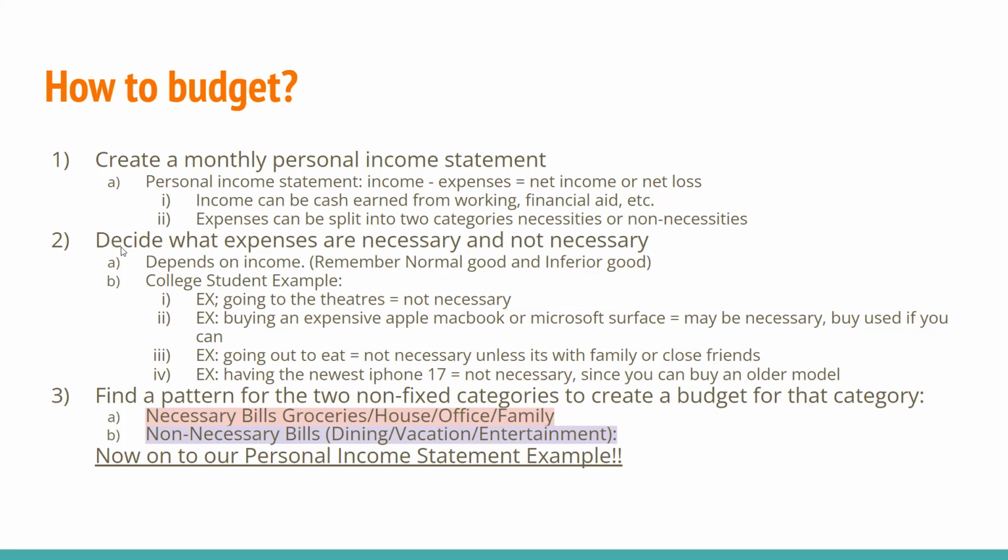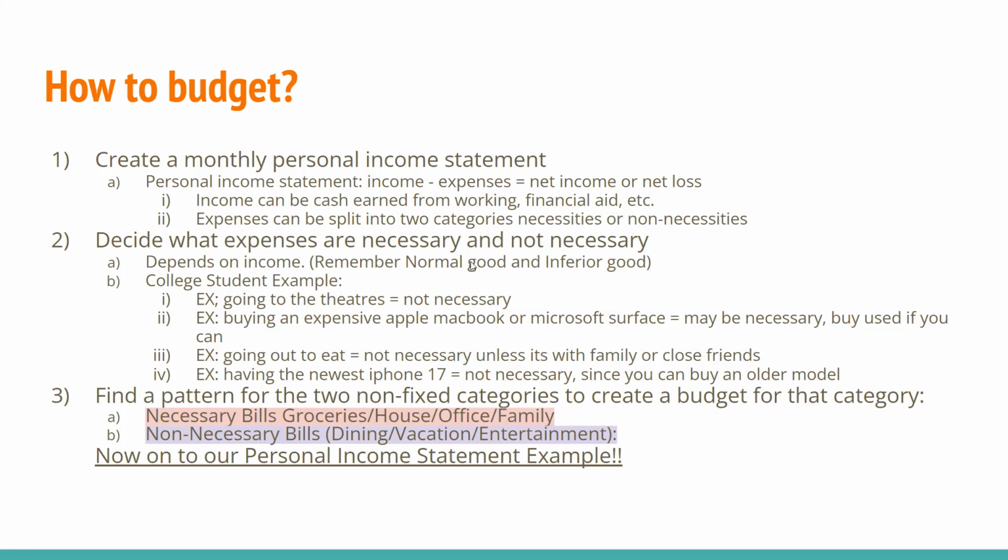Step two, decide what expenses are necessary and not necessary. It depends on income, right? So normal goods and inferior goods. In economics, as income increases, normal goods increase and inferior goods decrease. And as income decreases, normal goods decrease and inferior goods increase.